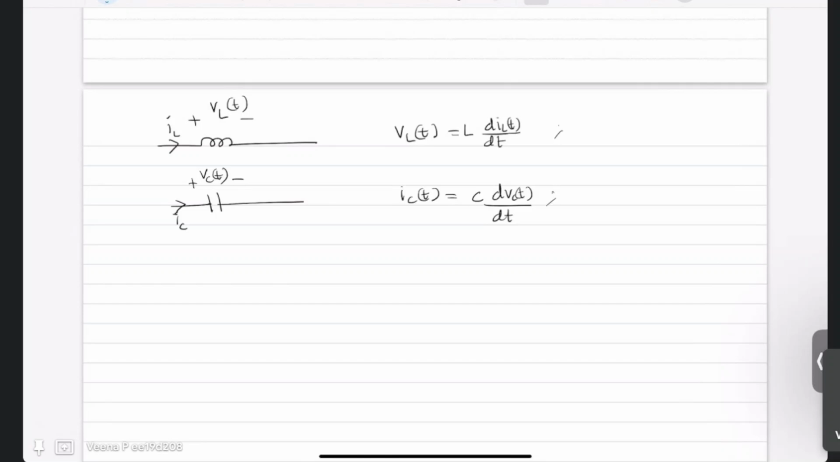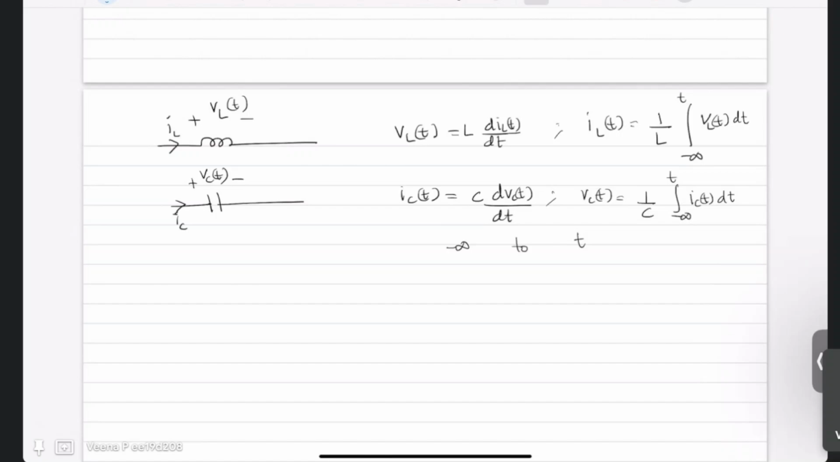Now, in the case of an inductor, the inductor current will be 1 by L integral from minus infinity to t of VL of t dt. And in the case of the capacitor, the voltage is 1 by C integral from minus infinity to t of IC of t dt. Now, we are integrating from minus infinity to t, which means we are taking into consideration the previous state of the device or element.